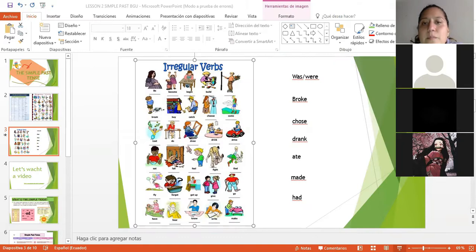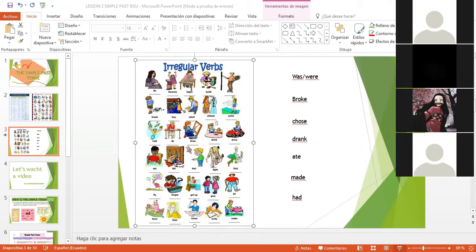So this verb is in past. So I need you to tell me, what do you think is the simple present form? Alexander, please tell me what is the simple present form of was. Was where is the infinitive verb be. But when you are going to use it in a sentence, you are going to use is, are. So the simple present form is is and are. And the simple past always be was and were.